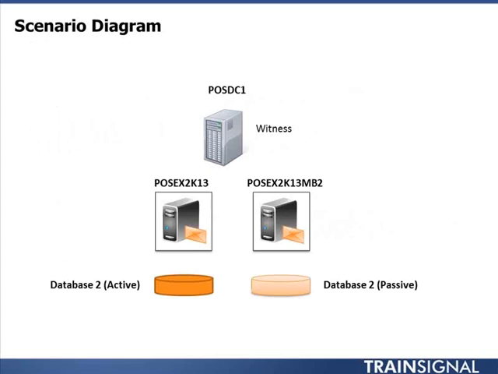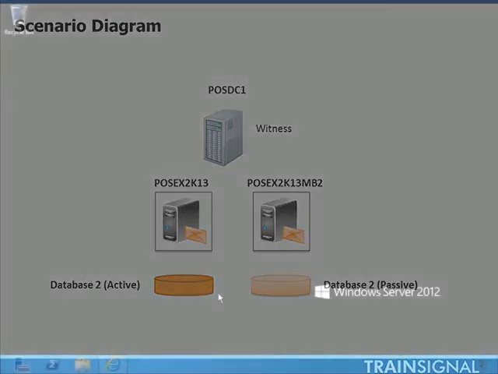Looking at the scenario from a diagram perspective, what we're going to do here is we're going to have the domain controller itself be our witness server. We're going to have the 2 servers as part of the DAG, and we're going to have database 2, which is our active database with all of our mailbox recipients in that database, have a passive copy established on mailbox 2. Alright, so let's get to work.